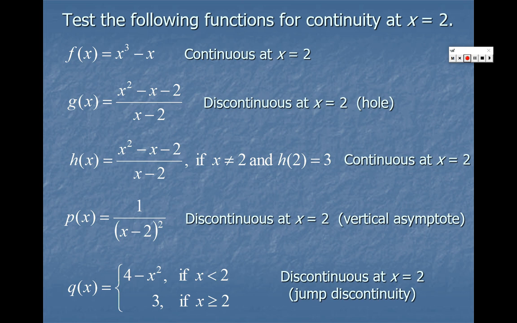And this one's the jump discontinuity. If you sub in 2 into here, you get 0. If you sub 2 into here, you get 3. I think you've seen those piecewise ones before, where they approach different things from either side.